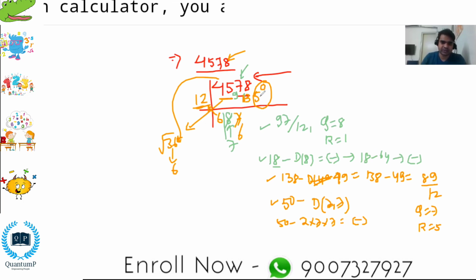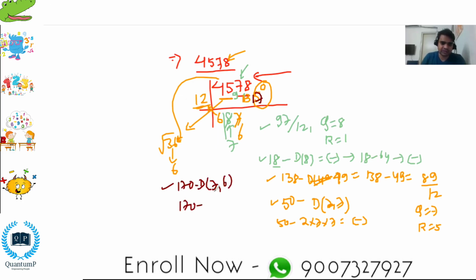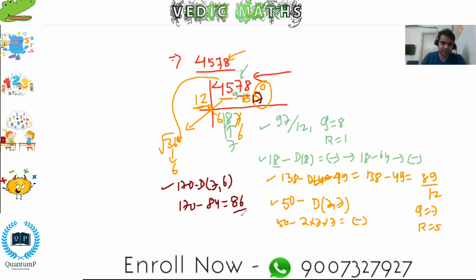So we'll do the last step. We have 170 minus duplex of 7, 6. 170 minus 84, so we have 86. 86 divided by 12. Quotient is 7, remainder is 2. So we'll just note down the numbers. We have 6, 7, 6, and 7 again.